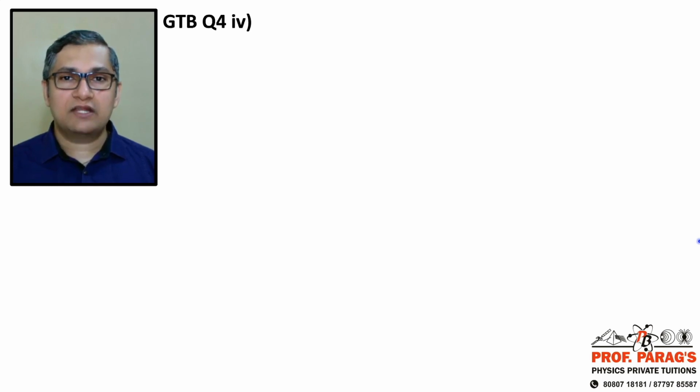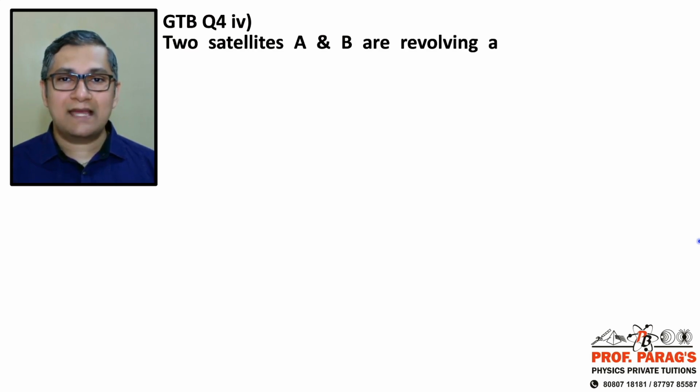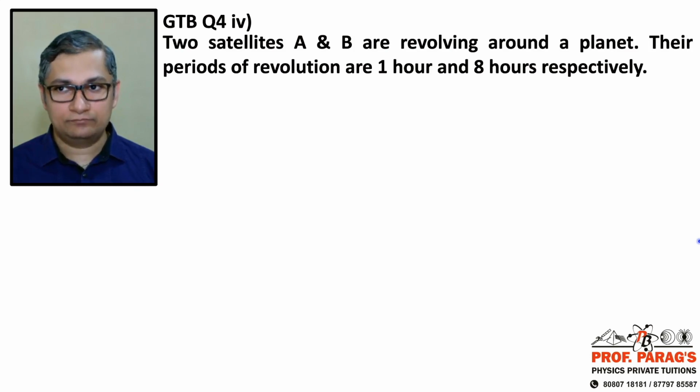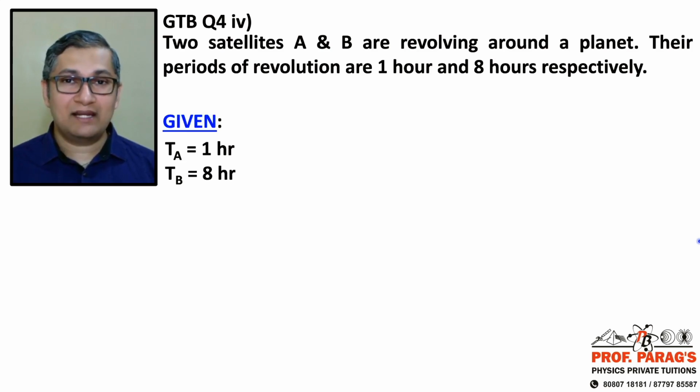All right, so let's solve some numericals. The first one is your textbook question number 4, the fourth numerical. Two satellites A and B are revolving around a planet. Their periods of revolution, that means their time periods, are 1 hour and 8 hours respectively. Please remember data, diagram, equation. Don't continue reading unless you have written what you have read. So TA is 1 hour and TB is 8 hours, respectively for A and B.